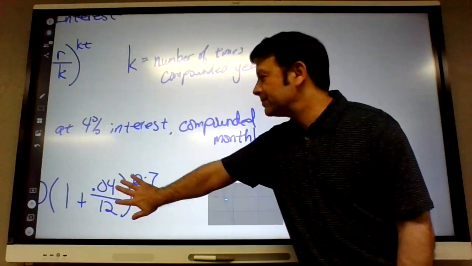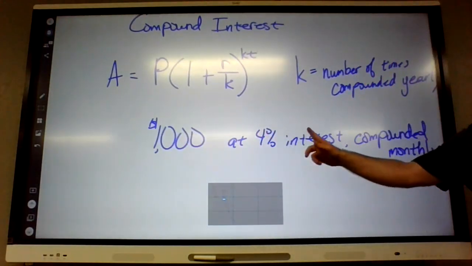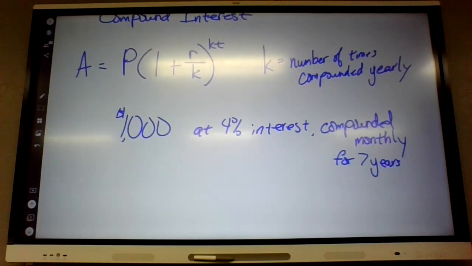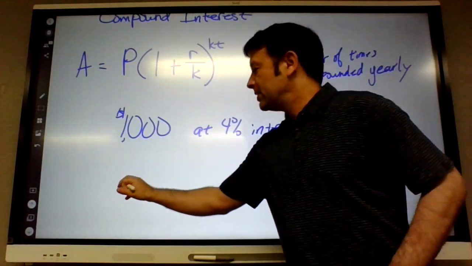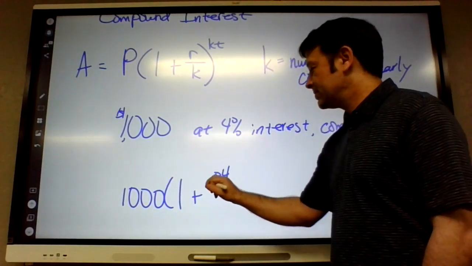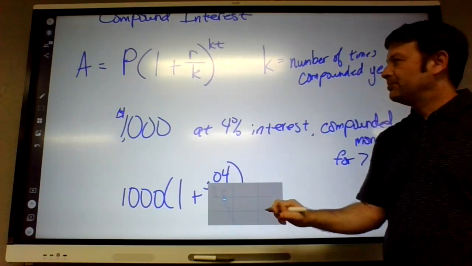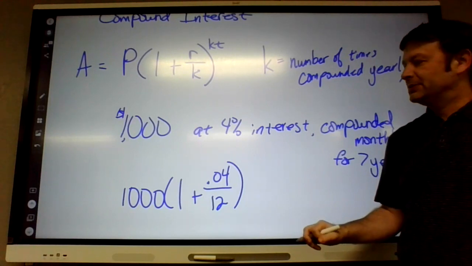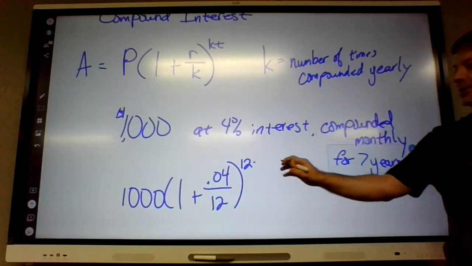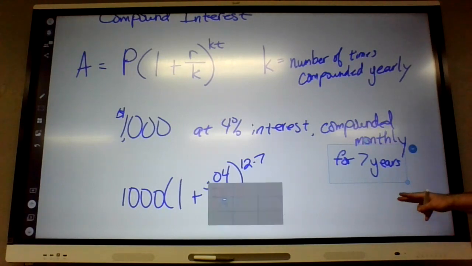So anyways, for this problem, we'll say we're investing $1,000. We get 4% interest compounded monthly for 7 years. So $1,000, 4% interest, so that would be 0.04. Monthly, 12. Monthly is by far, I believe, the most common, by the way. And then 12 times 7 years. And whatever that spits out would be the answer.